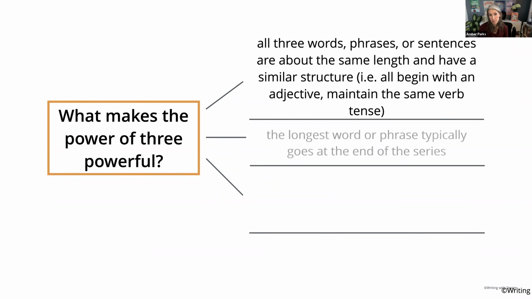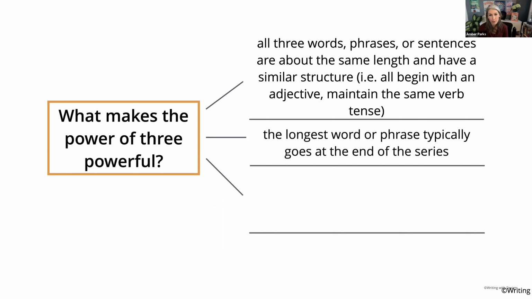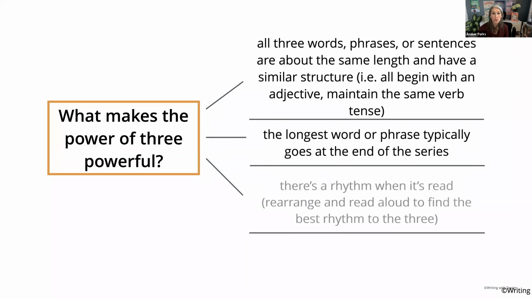The second big tidbit is most of the time we want the longest word or phrase to be at the end of the series. If you think about life, liberty, and the pursuit of happiness, it's not the pursuit of happiness, life, and liberty. That sounds a little off. And the reason it sounds off is we want the longer one, our eyes and our ears want the longer one at the end. And lastly, there's a rhythm to it.